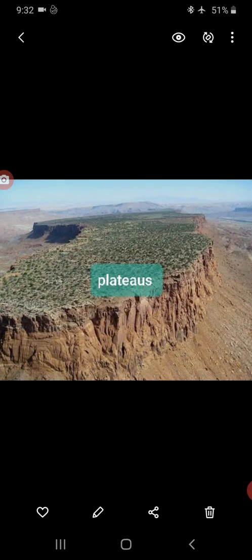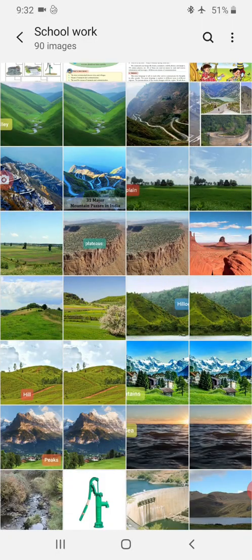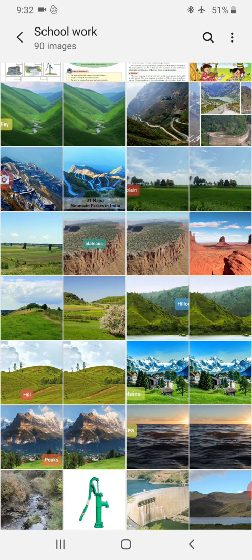Next is plateaus. This is a plateau, an area of fairly level high ground. The land is a little high. That is called a plateau. This is the plateau picture. These are also plateaus.